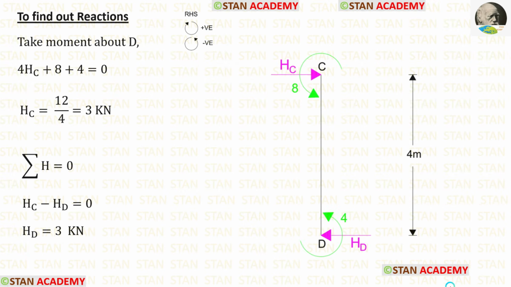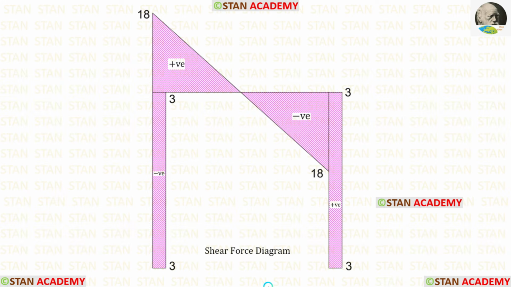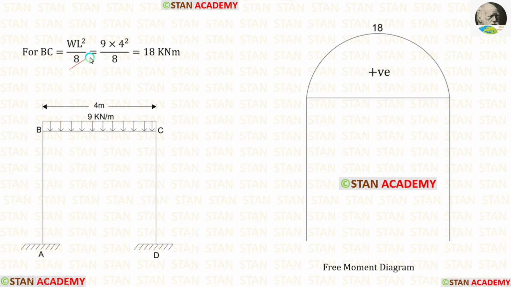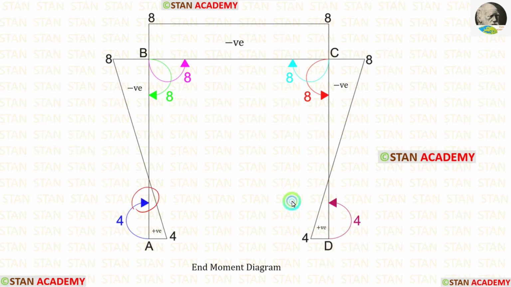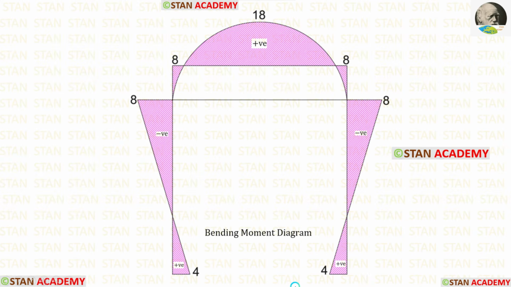Now let us find the reactions in the column CD. When we take moment about D, we will get HC. By applying this rule, we will get HD. Using the loads and reactions, we can draw the shear force diagram. Using this formula, we can draw the free moment diagram. Using the direction of the moments, we can draw the end moment diagram. Then we can combine both of them so that we will get the bending moment diagram.